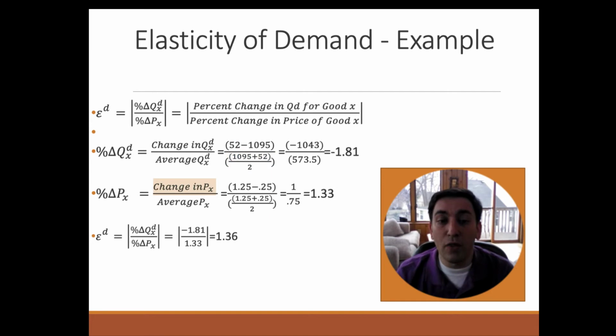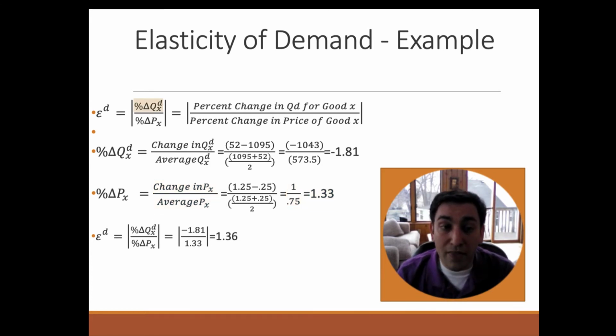Now the price change. The price is now $1.25. It was 25 cents. The price changed by $1. What was the average price? It was a quarter and then $1.25. You add those two together, that's $1.50. $1.50 divided by 2 is 75 cents. The price change was 1.33 or 133%.